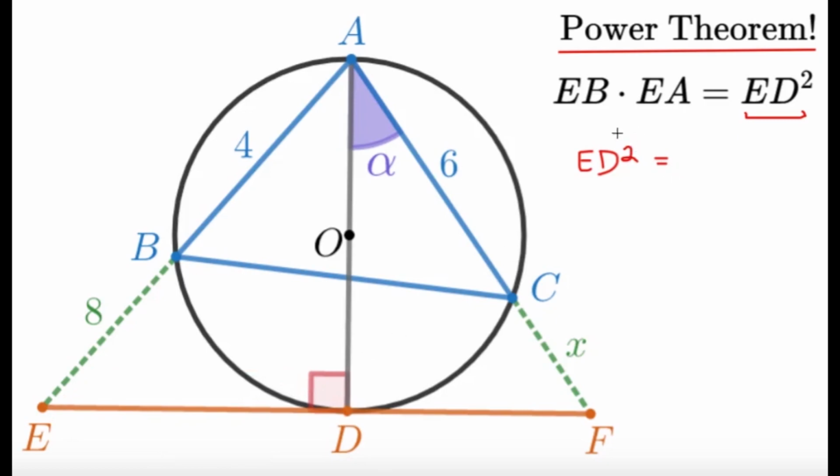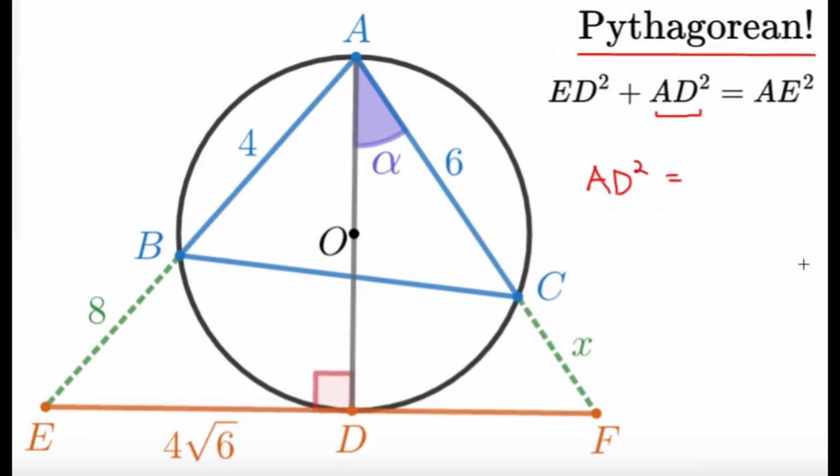So ED squared would be equal to, EB is 8, and then EA is the entire thing, so 8 plus 4. So 8 times 12, so ED squared would be 96. And this would give us that ED is the square root of 96. Now 96 is 16 times 6, so the 16 is a perfect square. We can bring the 4 out, so ED would be 4 square root of 6.